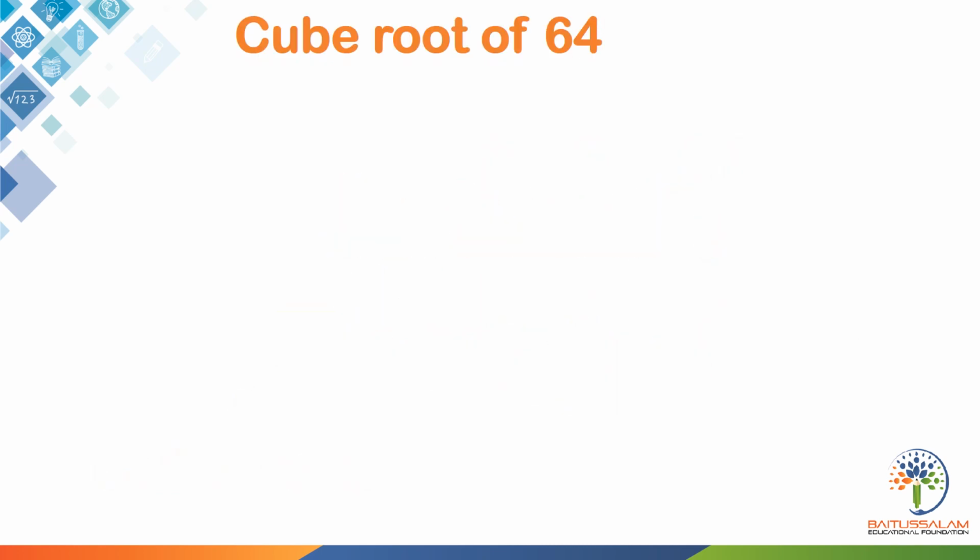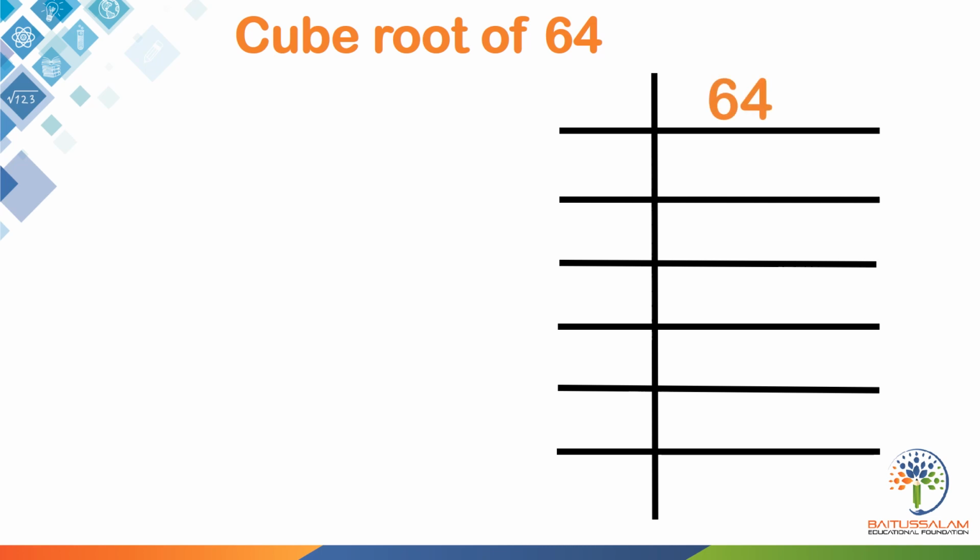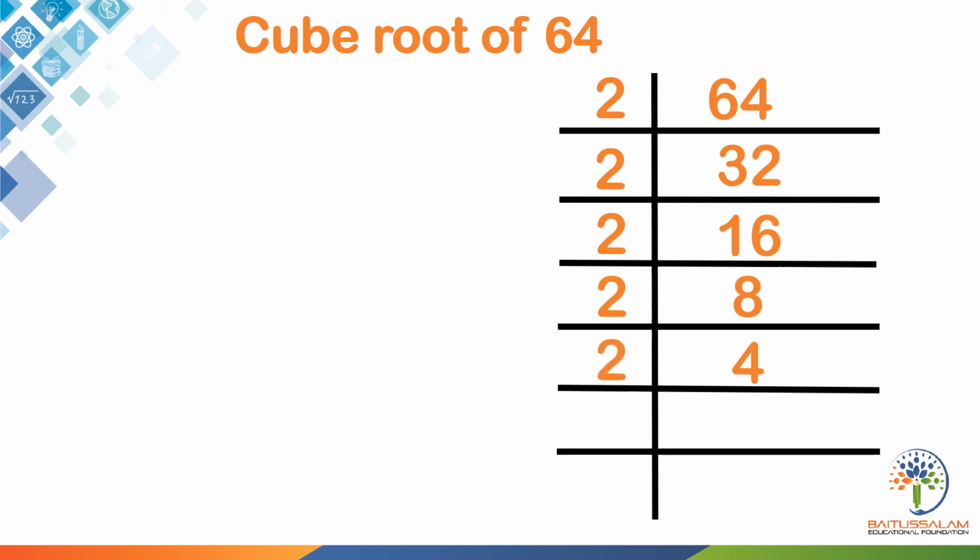Solved example. Let's find the cube root of 64. First of all, the table is drawn and the number 64 is listed, which is divisible by 2. As a result, 32 is left, which is again divided by 2. Then we are left with 16. 16 is again divisible by 2, so we are left with 8. Then the number 8 is divisible by 2. Then we are left with 4. 4 is again divisible by 2, then we will again divide the remaining 2 by 2, and here it ends.